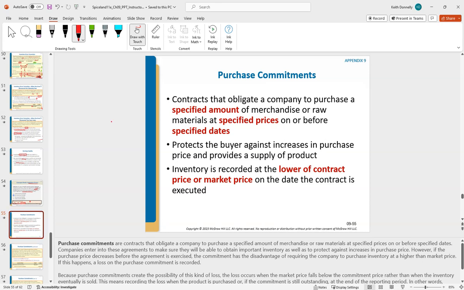All right, let's talk a little bit about purchase commitments. These are contracts that obligate a company to purchase a specified amount at a specified price on or before a specified date. So it's almost like a futures contract, if you've ever heard of those. It's something like, here we are right now, we agree at some time in the future we're going to buy these goods, whatever they are, at a certain price. We can buy it at that day or beforehand, right?